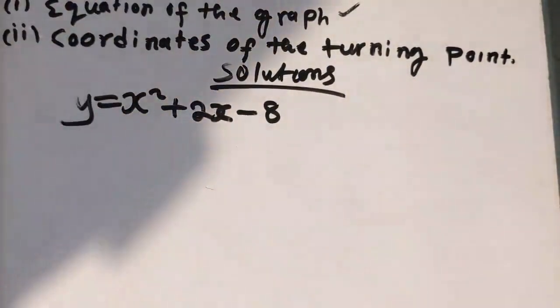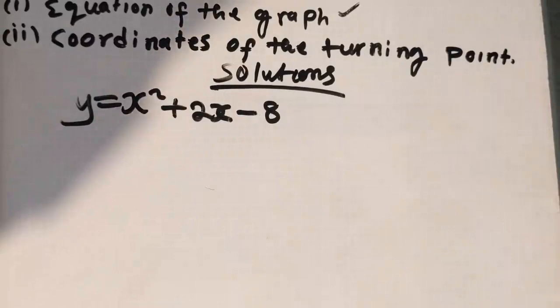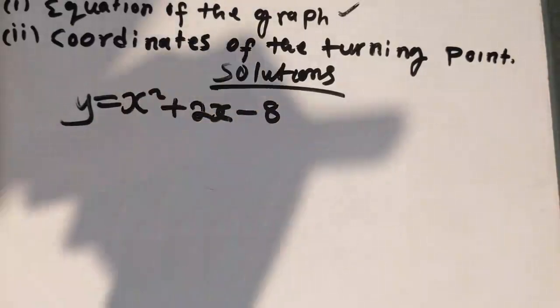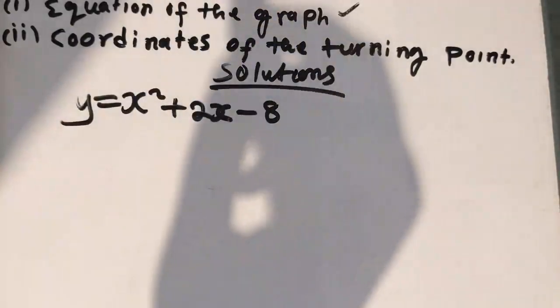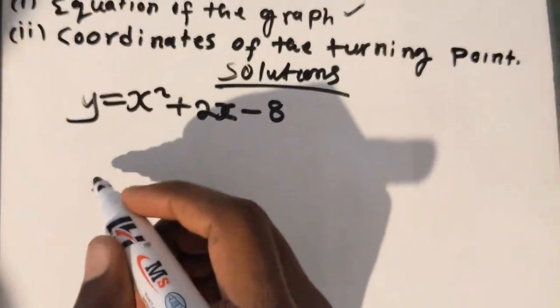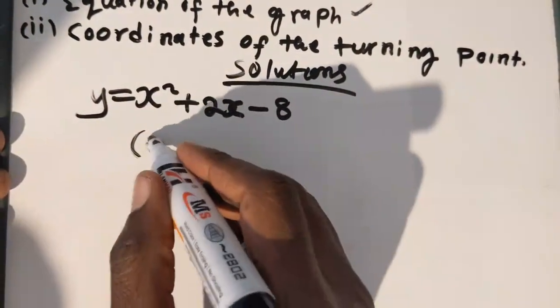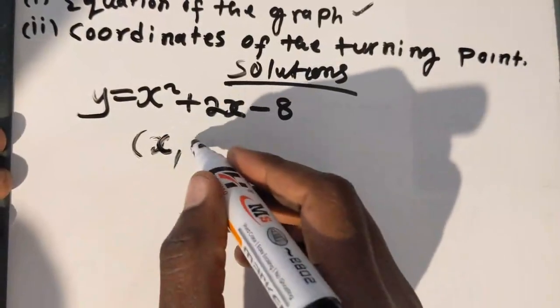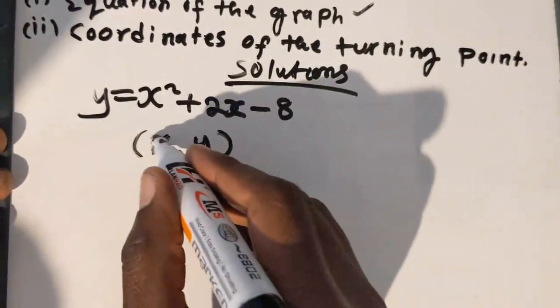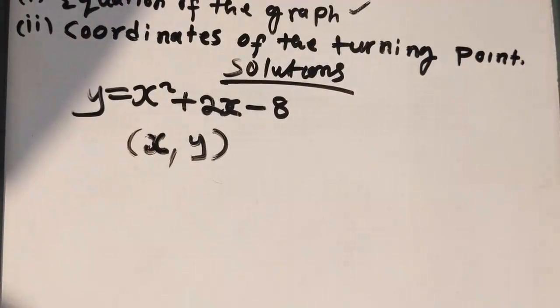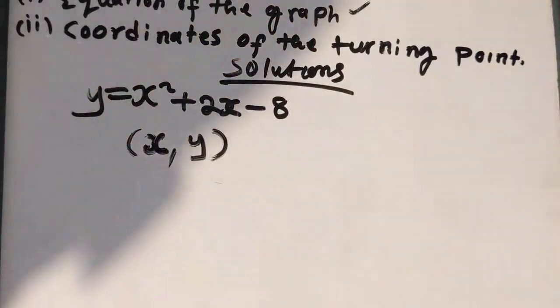You need to follow these steps for you to find the coordinates of the turning point. So how do you do it? How do you find the coordinates of the turning point? The coordinates of the turning point have the x coordinate and the y coordinate. Always remember that there is x comma y. So these are the steps that I'm going to show you.